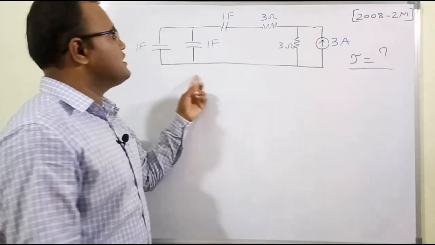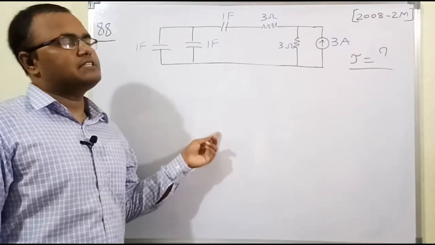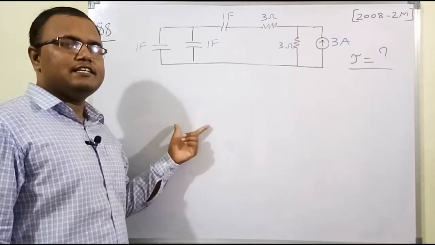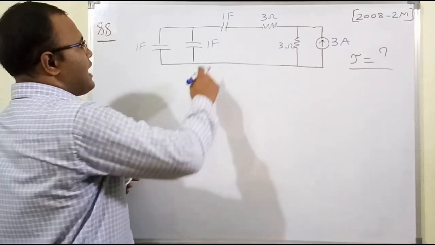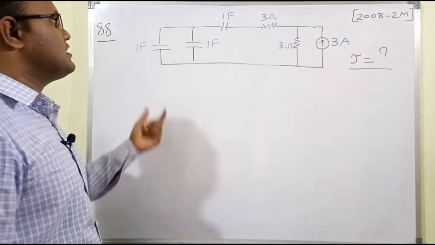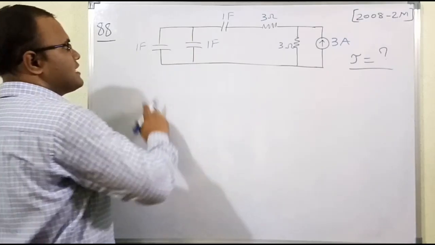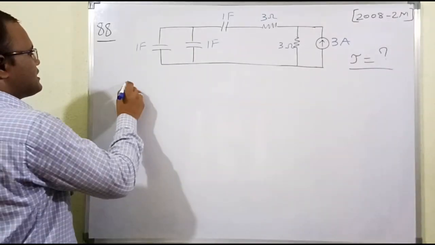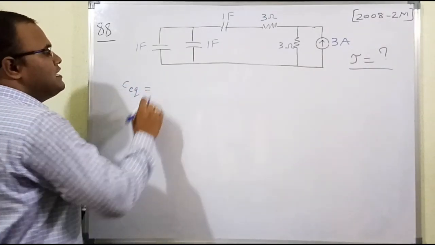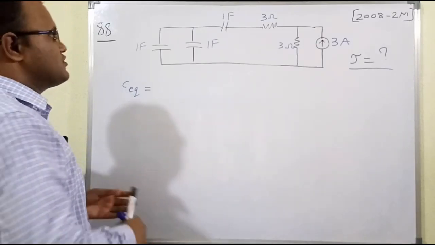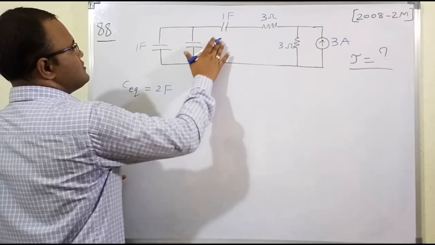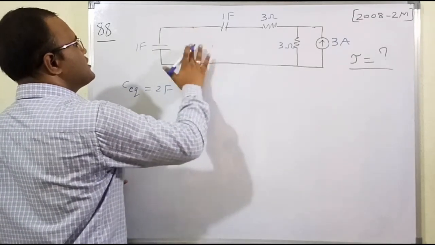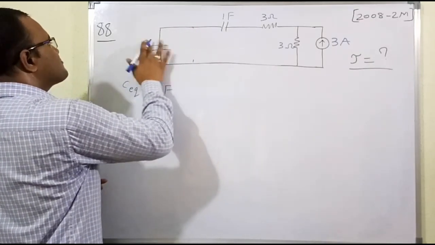Actually, if you see carefully, this circuit can be simplified to some type of RC circuit. So first I will do the simplification of the capacitors. As these 2 capacitors are connected in parallel, the equivalent capacitance, whenever they are connected in parallel, is equal to the sum of their individual capacitances. Therefore 1 plus 1 is equal to 2 farad. And I am going to represent this part of the circuit by a 2 farad capacitor.